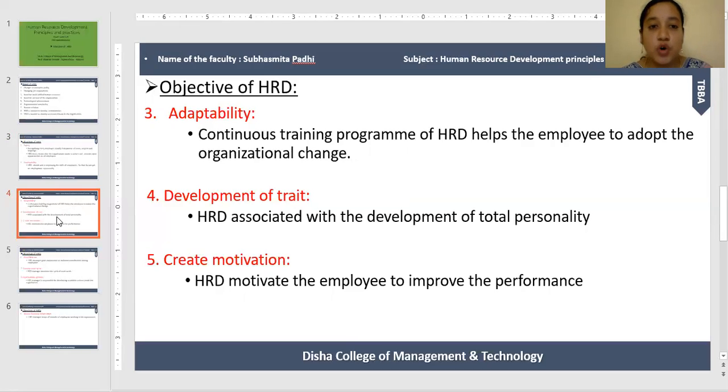Next intention or goal of HRD is the development of trait. Development of trait means, initially, in my first class I told you that HRD is a part and parcel of human resource management. HRD gives more importance to one function of human resource management, that is developing its human resource skill, knowledge, and capabilities.